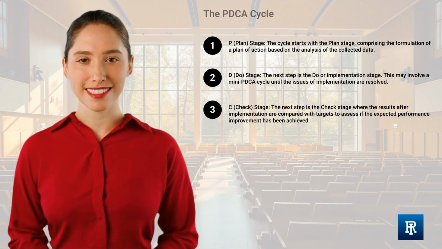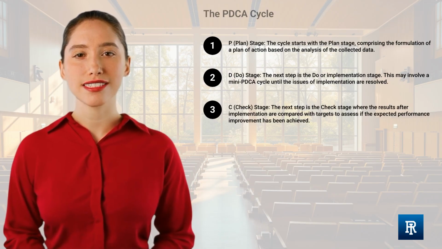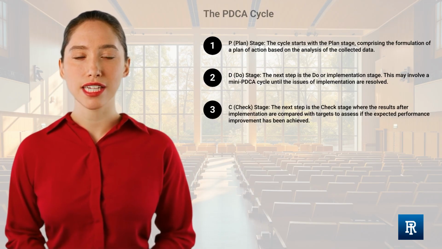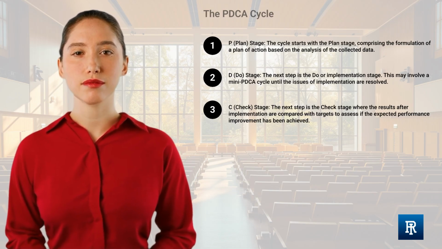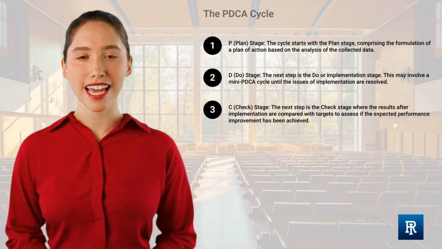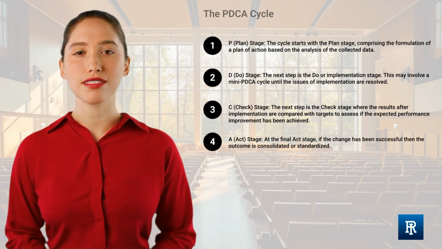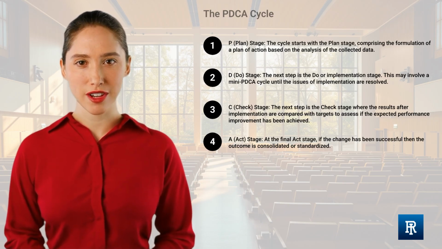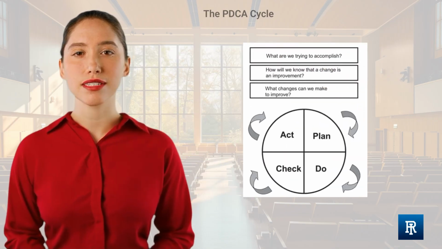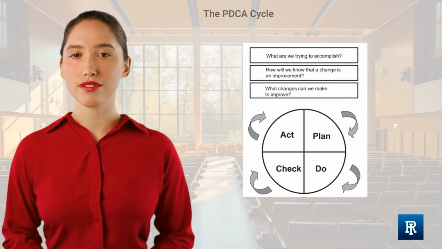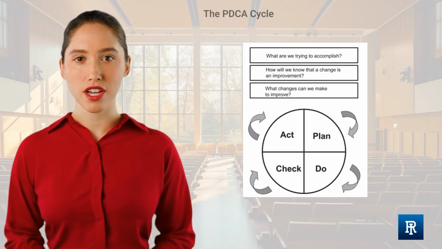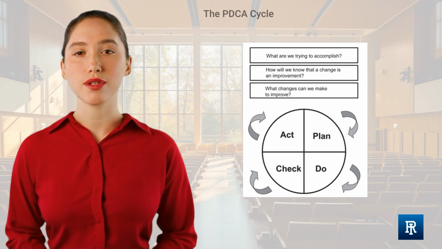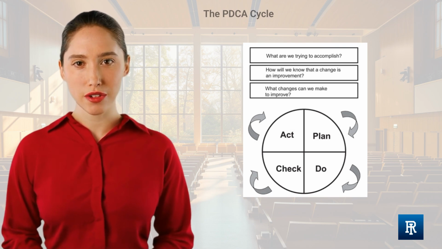C. Check stage. The next step is the check stage, where the results after implementation are compared with targets to assess if the expected performance improvement has been achieved. A. Act stage. At the final act stage, if the change has been successful, then the outcome is consolidated or standardized. If the change has not been successful, however, the lessons are recorded and the cycle starts again. Even if the change is successful, the results are sustained by going through the PDCA cycle over and over again.